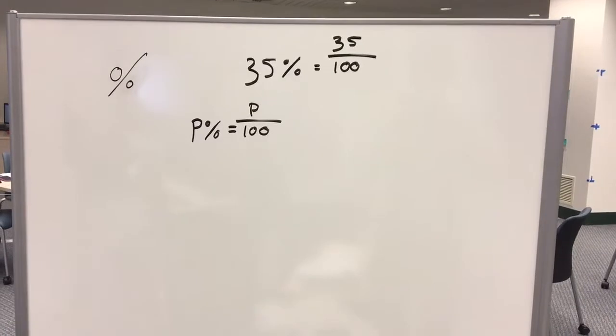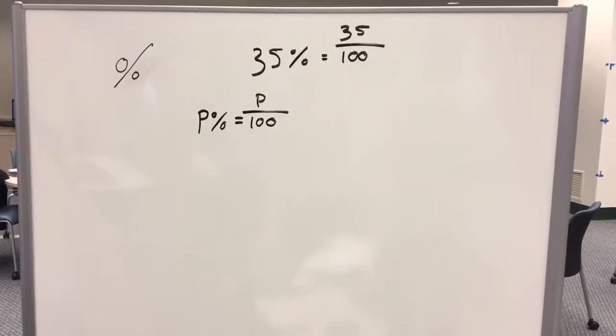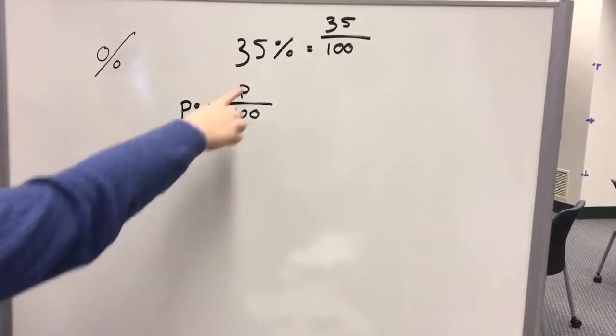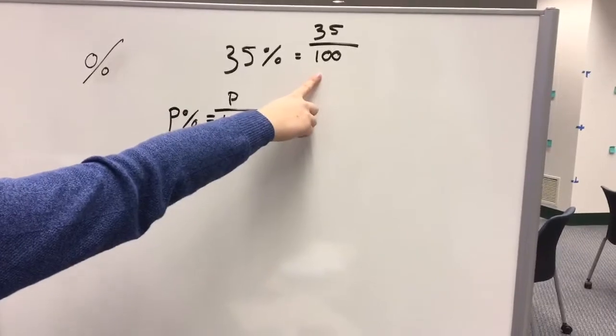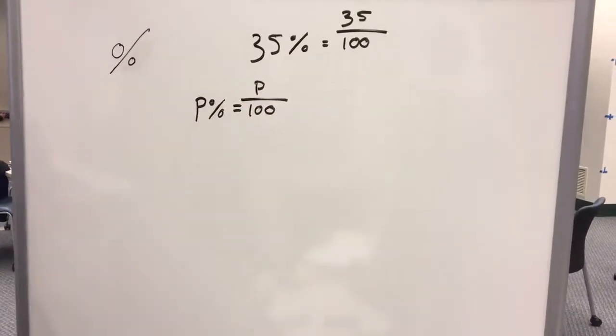The word percent, which is usually represented by the percent symbol, means of each 100 or out of 100. So 35% means 35 out of 100. In general, P% equals P over 100.